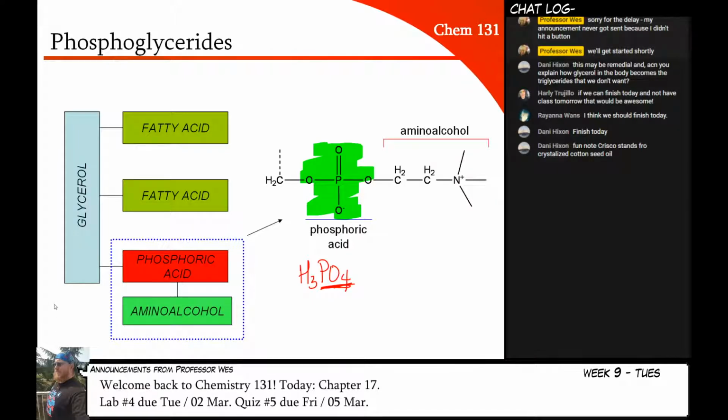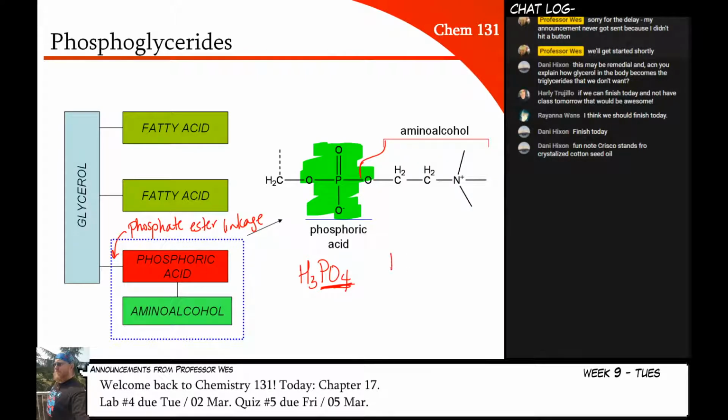So let's identify the bonds here, because that's what I care about, right? So this right here is a phosphate ester linkage. And now on this part, I have labeled the amino alcohol as this part, but technically this is also part of the amino alcohol too, really.